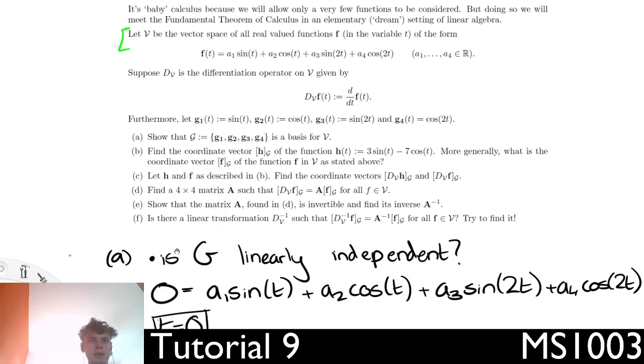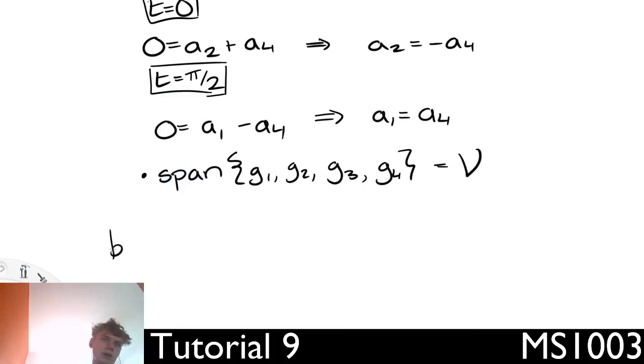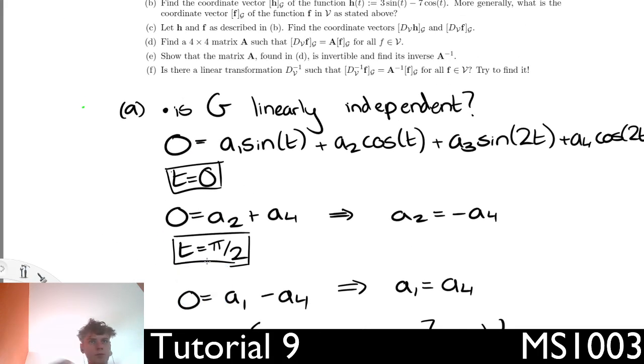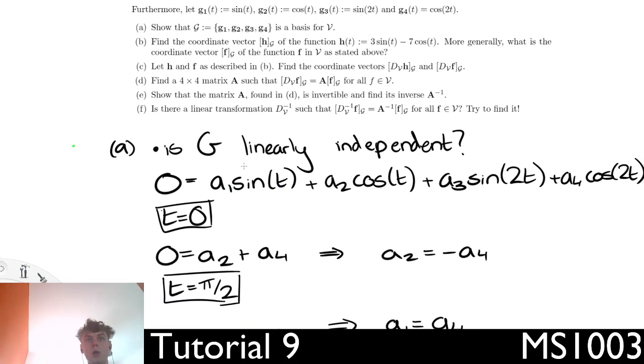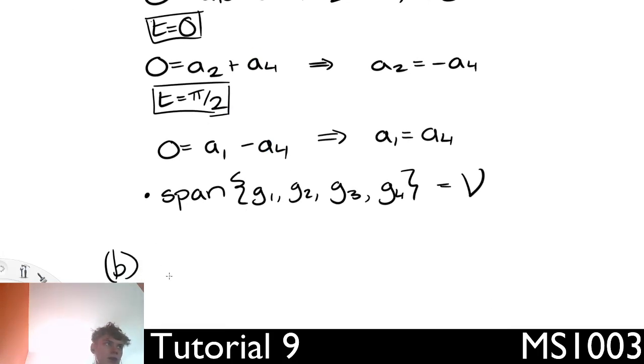For part B, we're now going to look at bases in questions that are no longer R1, R2, R3, or R4. We're now looking at function spaces. So how do I find the coordinate vector of the function h(t) = 3 sine t minus 7 cosine t in the basis G? Well, h is 3 sine t minus 7 cos t.